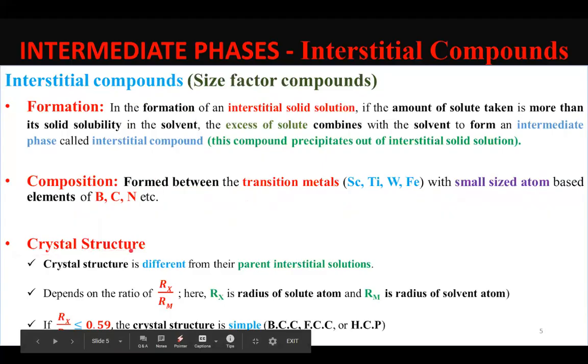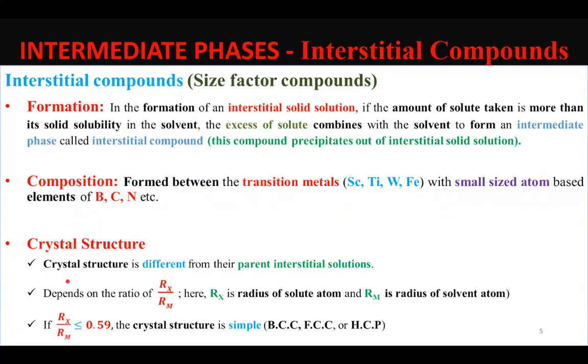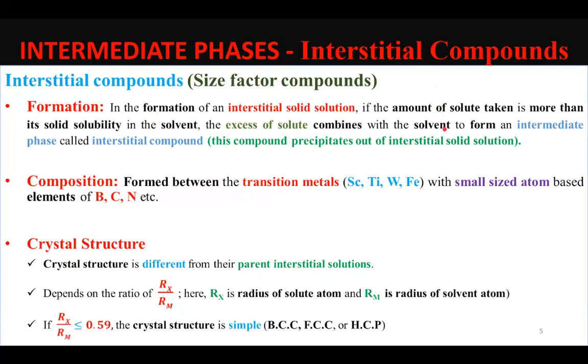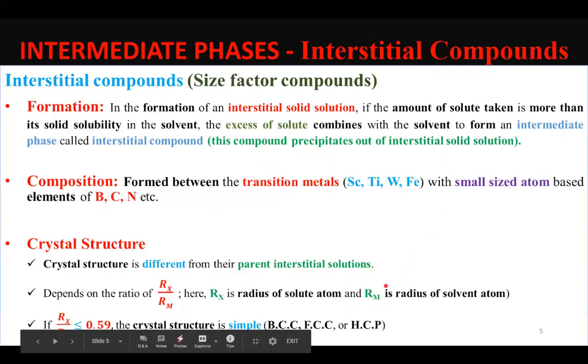So the crystal structure you see of the solid solution is always that of the solvent, but the crystal structure of these intermediate phases is always different from that of the solvent. The crystal structure is different from their parent interstitial solid solutions, right? And if it is an interstitial compound, this crystal structure depends upon a ratio Rx by Rm, where Rx is the radius of the solute atom and Rm is the radius of the solvent atom. And we have to see what is the value of this ratio.